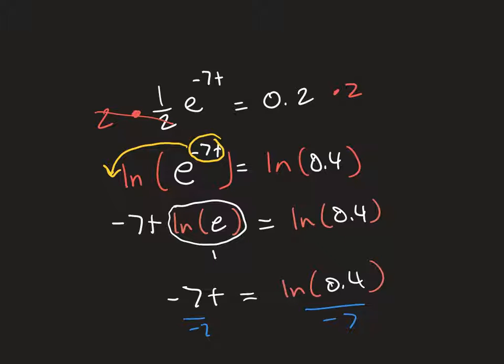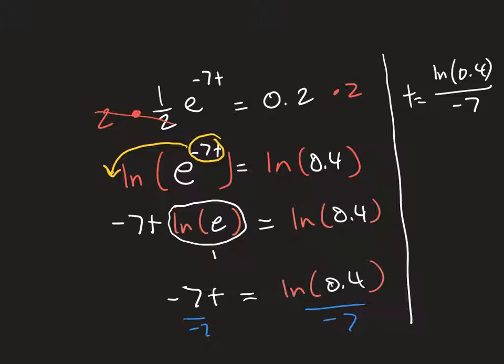I've run out of room here. This is poor planning for a video. So I'm just going to write it over here. t equals natural log of 0.4 divided by negative 7. If you're looking for a decimal approximation through your calculator, this would round off to approximately 0.13.